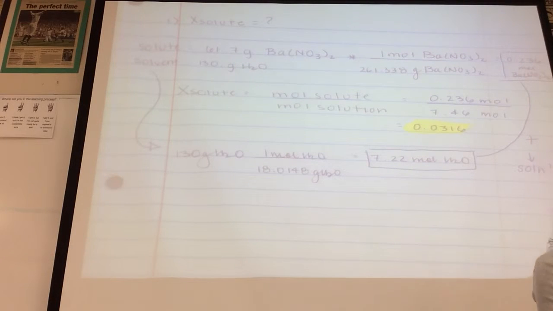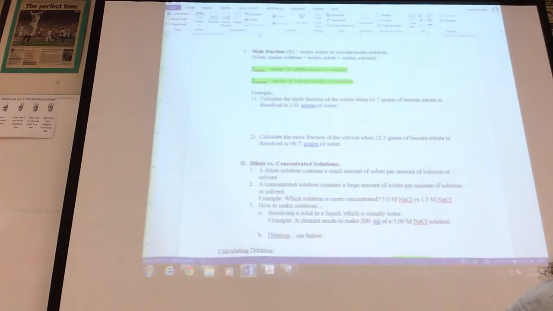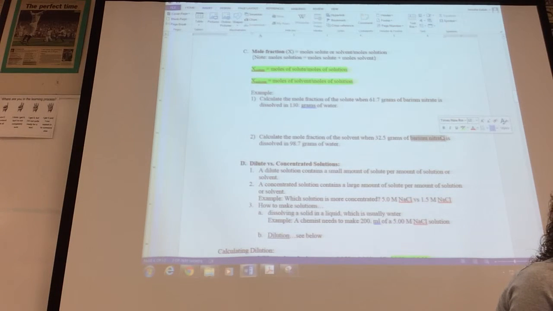I don't know why I only gave you one problem there. Let me give you another one. Pick a compound, any compound. Pick a compound. What's soluble? Cesium chloride? Okay.